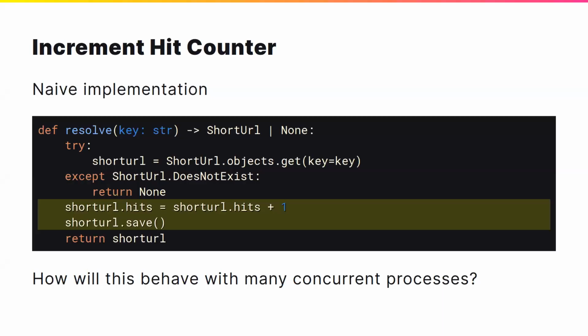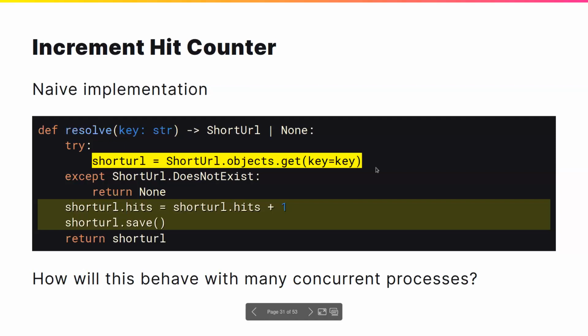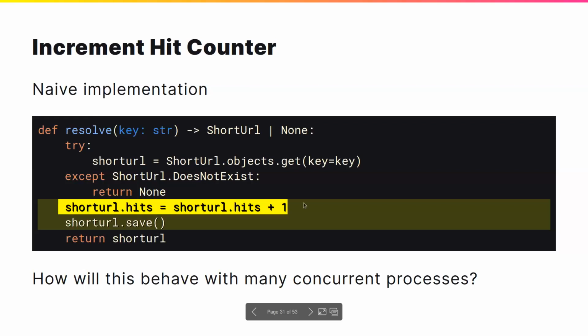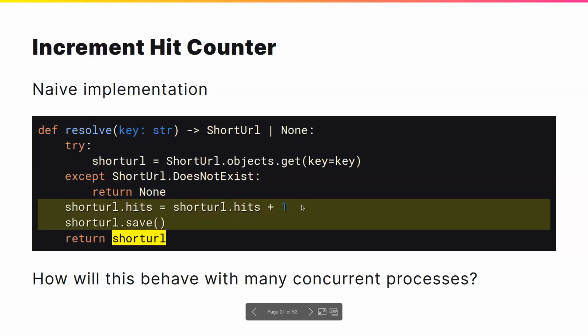So once again, we start with a naive implementation. This is what it looks like: a function that accepts a key, that's the random part at the end of the short URL, tries to find the short URL and redirect to that short URL. So this function resolves a key to a short URL and increments the hit counter, okay? So we try to fetch an object by the key, and then we increment the hit counter, save the object, and return it to the API layer so it can redirect to the long URL.